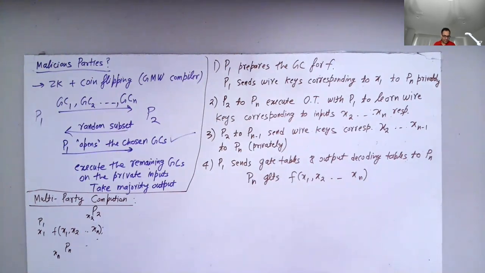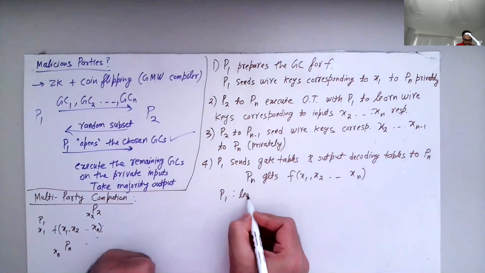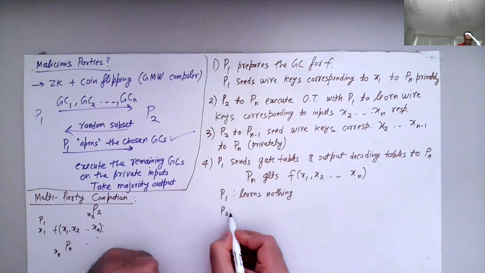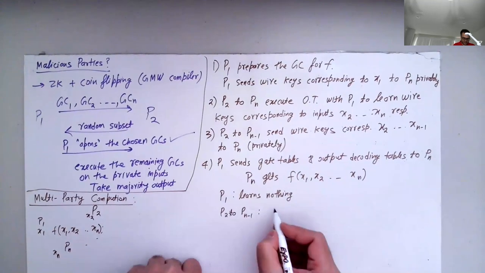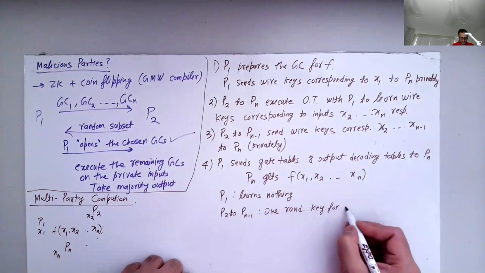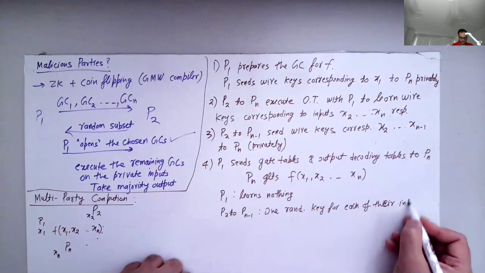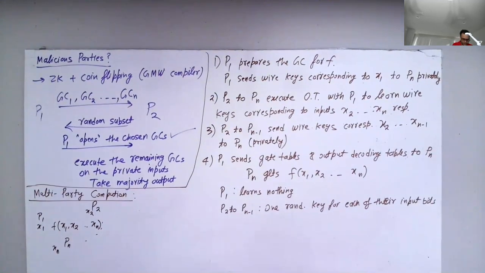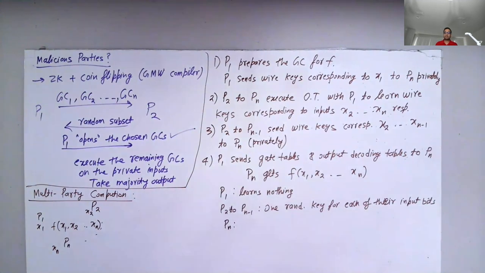Let's look at P2 to Pn minus 1. P1 learns nothing really. P2 to Pn minus 1, what do they learn? One random key for each of their input bits. And then these random keys are sent to Pn, right? So P2 to Pn minus 1, they are also not learning any useful information, just learning a random string.